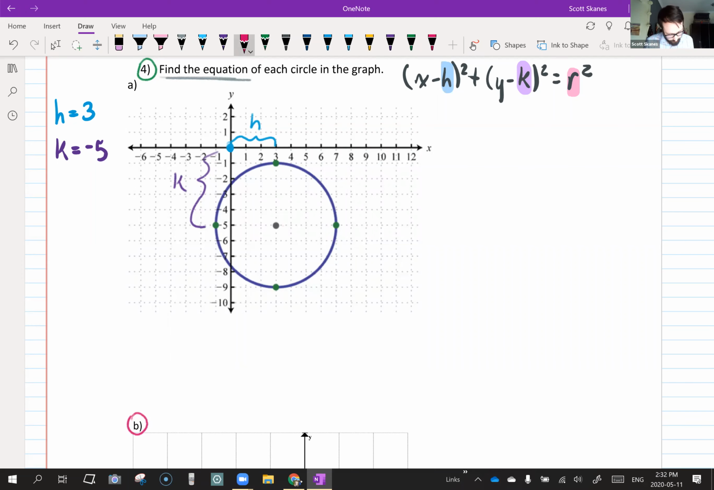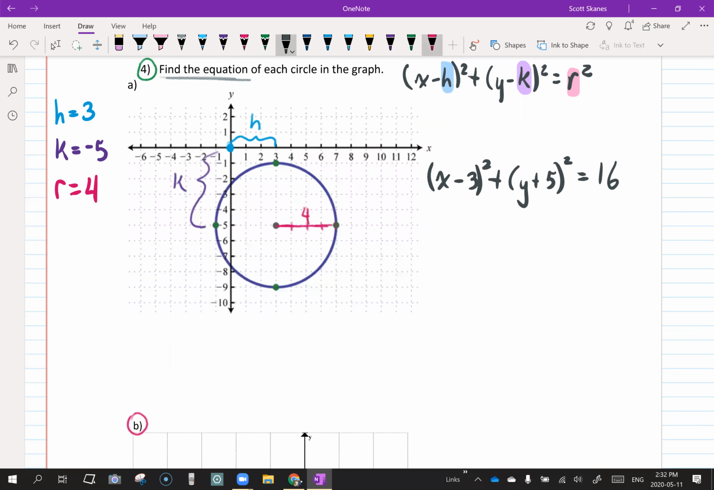4. I see 4 in the chat there. It's 4. It's the distance from the center to the edge. You can even count it. 1, 2, 3, 4 spaces. So r is 4. If r is 4, then r squared is 16. So let's go ahead and write that full equation. X minus 3 squared plus y plus 5 squared equals, what's 4 squared? 16. That's it. That's all we're doing here. This is our final answer.